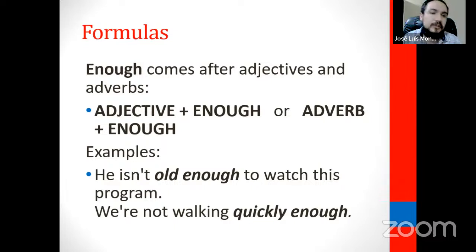But again, it's possible. Most of the adjectives, not all of them, because some don't make sense as adverbs. Sorry, but most of them can be adjectives or adverbs.